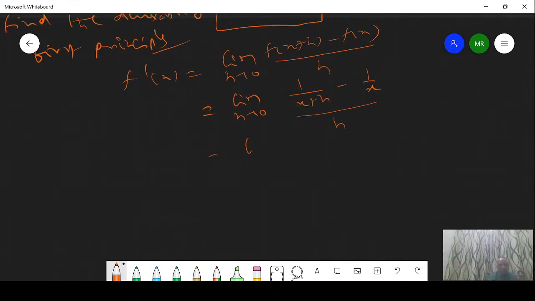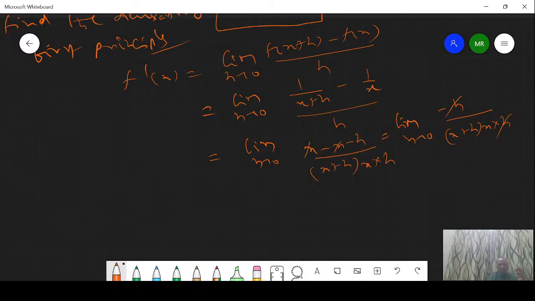I can also write limit h tends to 0. This one you take LCM, you will get x minus h by, you will get x plus h into this x into h also, it will come in the denominator. Here x will get cancelled. So this will become limit h tends to 0 minus h by, you will get x plus h into, you will get x into h. H also can be eliminated.